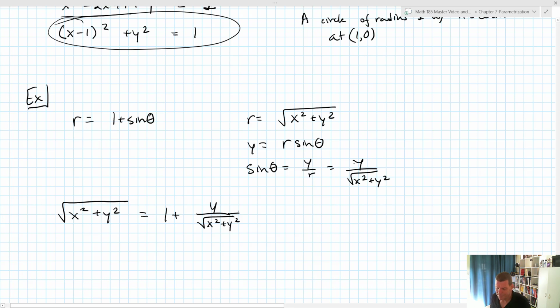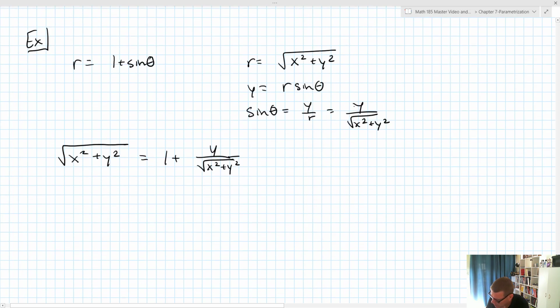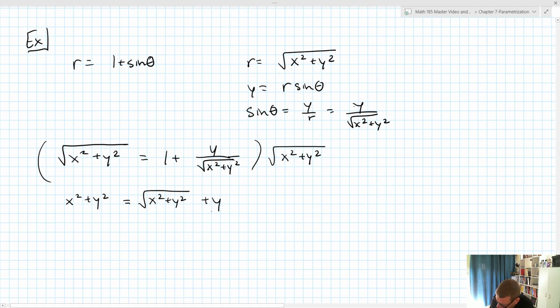What I'm going to do is I am in fact going to get that square root of x squared plus y squared out of the denominator. So I am going to multiply through by the square root of x squared plus y squared. So this is going to give me x squared plus y squared equals the square root of x squared plus y squared plus y. Great. Now what? Well, now I'm going to subtract that y over. You've seen these before in algebra. I've got x squared plus y squared minus y is going to equal the square root of x squared plus y squared.